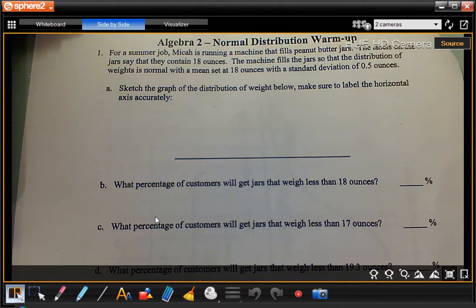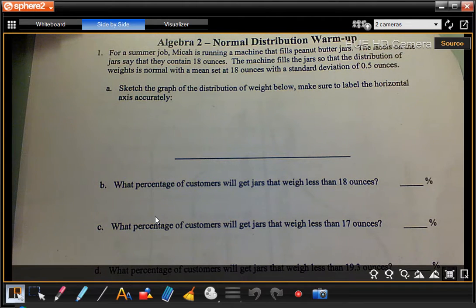For a summer job, Micah is running a machine that fills peanut butter jars. The labels on the jars say that they contain 18 ounces. The machine fills the jars so that the distribution of weight is normal with a mean at 18 ounces and a standard deviation of 0.5 ounces. We're going to sketch the graph of the distribution of weight below. Make sure to label the horizontal axis correctly.